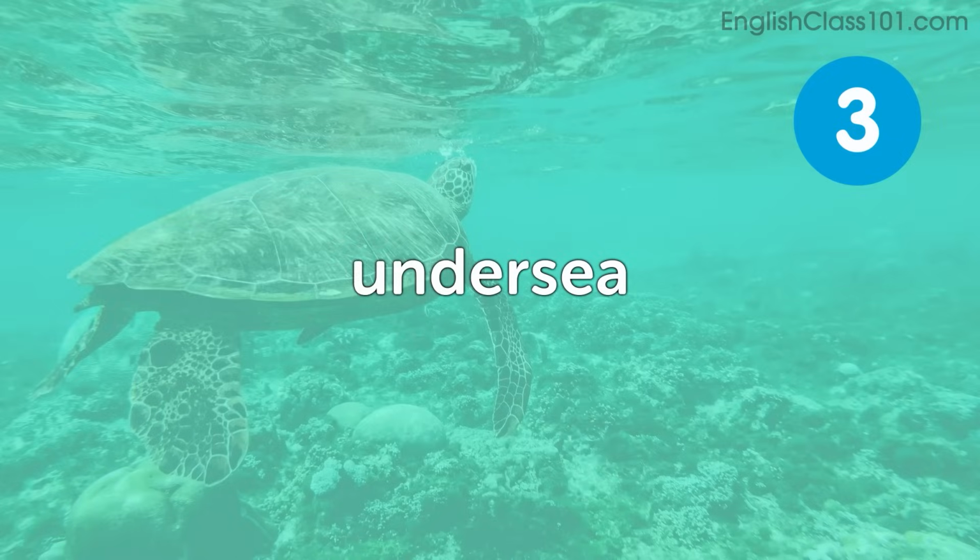Undersea. The next word is undersea. Undersea means under the ocean, under the sea. It's an adjective. So we could say, for example, many plants live undersea. There are lots of plants that live undersea. We can use the word undersea to talk about things that we can find under the ocean. So, for example, many plants live undersea, or maybe there are many undersea plants.